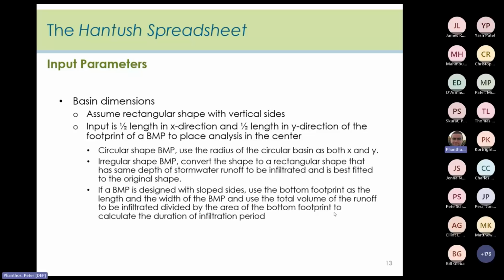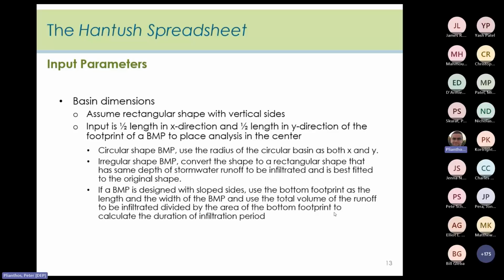Now for BMPs that are not rectangular in shape, we have some additional guidance. For circular shaped BMPs, use the radius of the circular basin as both X and Y. For irregular shaped BMPs, convert the shape to a rectangular shape that has the same depth of stormwater runoff to be infiltrated and is best fitted to the original shape.